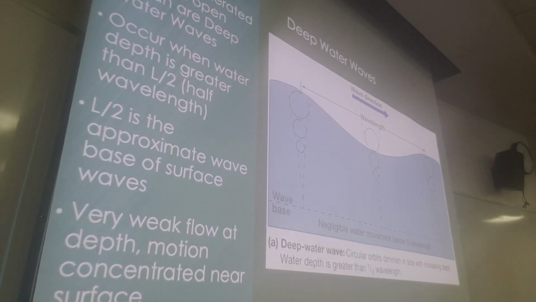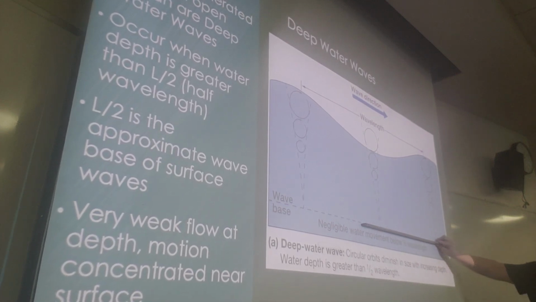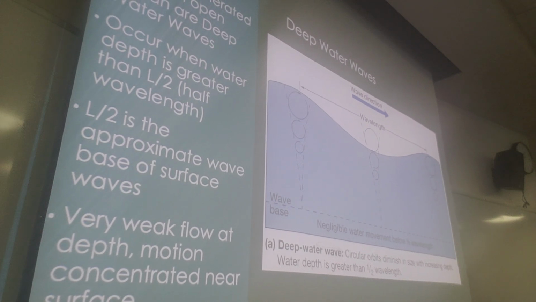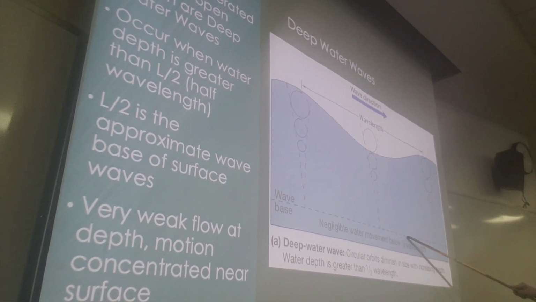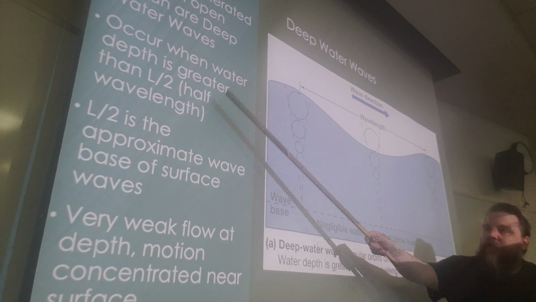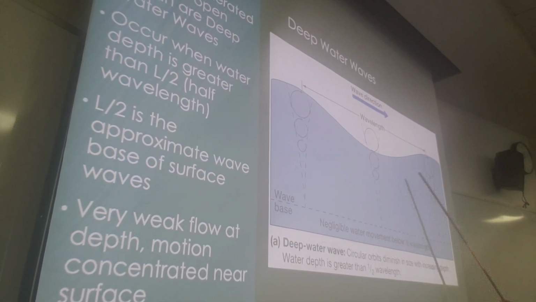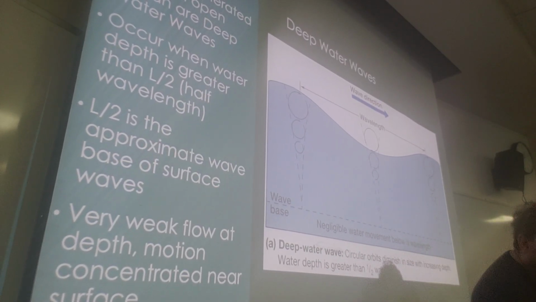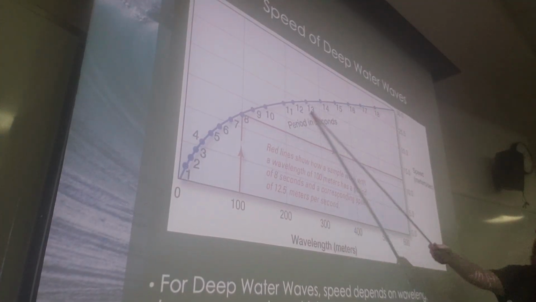Deep water waves and shallow water waves, and these had to do with the relationship between the sea floor and the wave base. So the wave base, again, is half the wavelength, very little movement below that line. If the wave base sits above the sea floor, which means that the water depth is greater than L/2, they're called deep water waves.